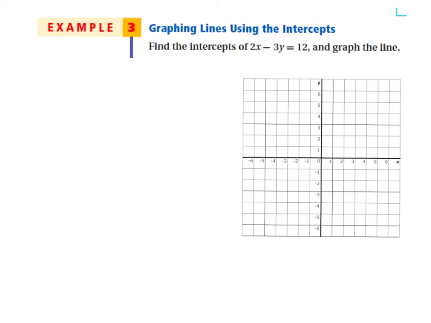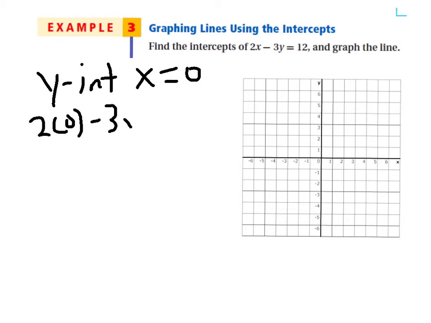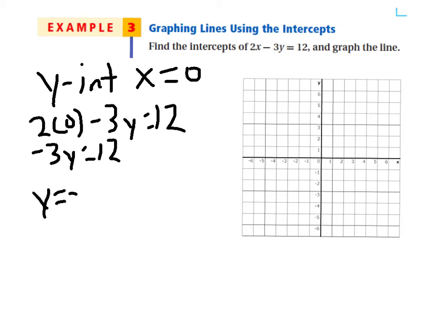Okay, here is example 3, graphing lines using intercepts. I want you to find the intercepts of 2x minus 3y equals 12. We're going to start with the y-intercept. Remember, at the y-intercept, x is equal to 0. So if we plug 0 in for x, we get 2 times 0 minus 3y equals 12. 2 times 0 is 0, so we have minus 3y equals 12. Divide both sides by negative 3, we get y equals negative 4. So that means that the y-intercept is at 0, negative 4. I'll put a dot there, 0, negative 4.